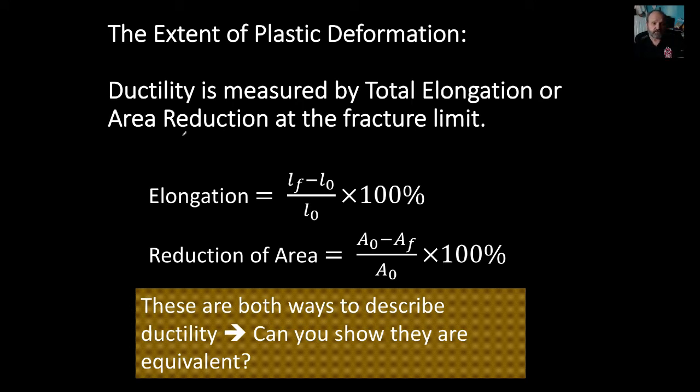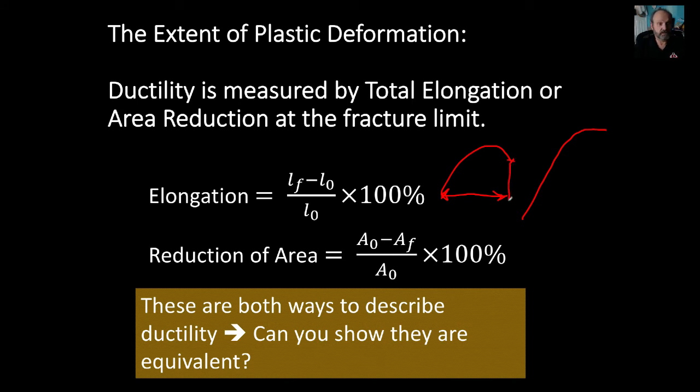Okay, so the extent of plastic deformation. So ductility is measured by the total elongation or area reduction at the fracture limit. You go, oh, what does that mean? Well, if you remember your stress strain curve, right, there's this straight part and then it curves over, right, and then it comes back down. Let me draw it over here. It comes back down and then it breaks, right? Well, this distance, this elongation here to fracture is called ductility.